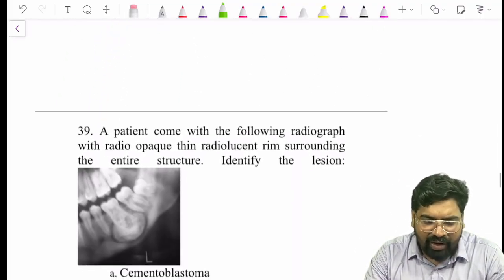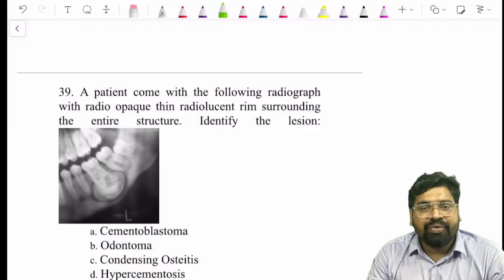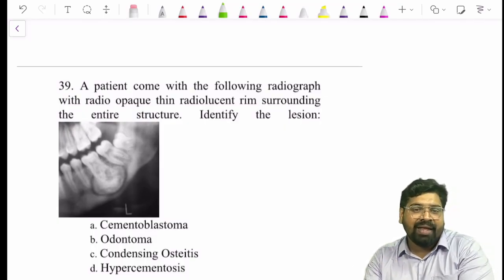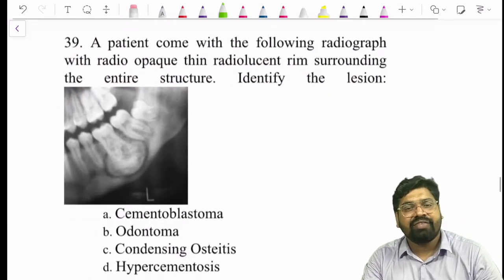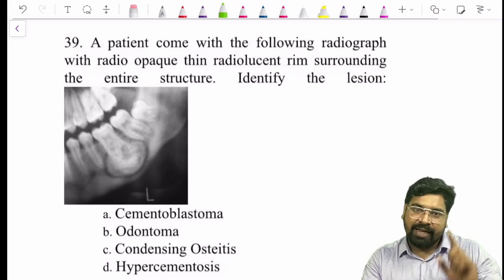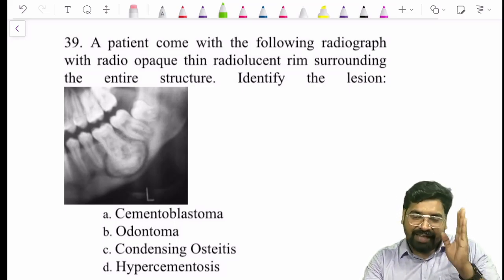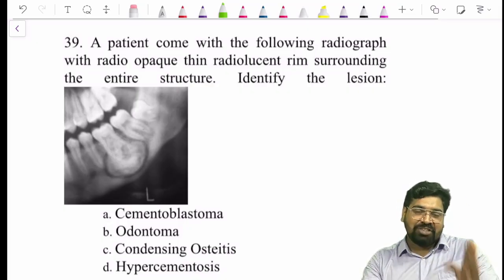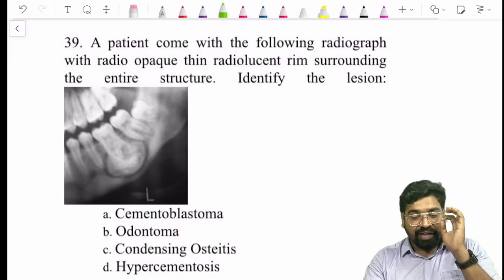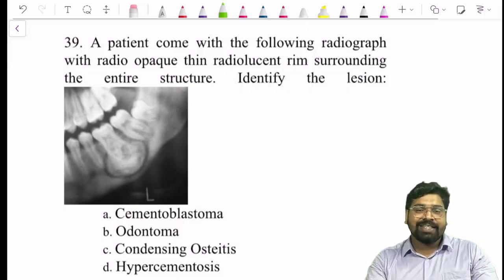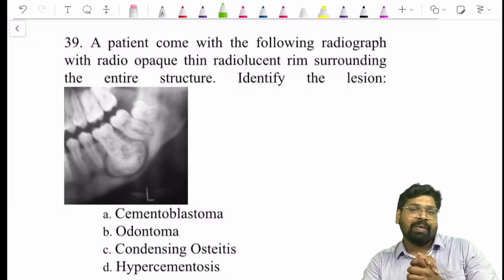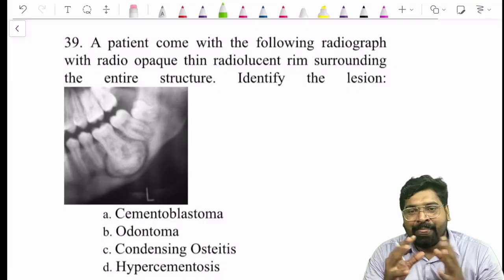A patient comes to the clinic with the following radiograph, with a radiopacity surrounded by a radiolucent rim. Now, what is the diagnosis? This is a very important question. In 2022, this question was asked in both NEET and INICET in the same year, with the exact same picture. I have written both exams, and I was surprised to see that the picture we used to discuss in our lectures was asked as a question in the paper.